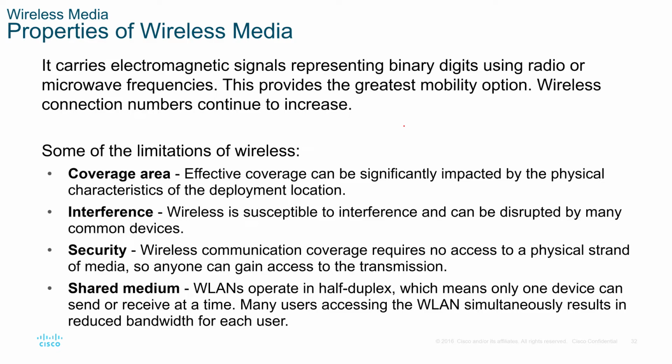And it is extremely susceptible to interference by other devices, such as electric motors, lightning, arcing. So back to the welding shop, that is going to create a lot of interference. Wireless is also inherently insecure because you're putting signals out over a public medium. Wireless communication coverage requires no access to a physical strand of media, so anyone can gain access to the transmission.